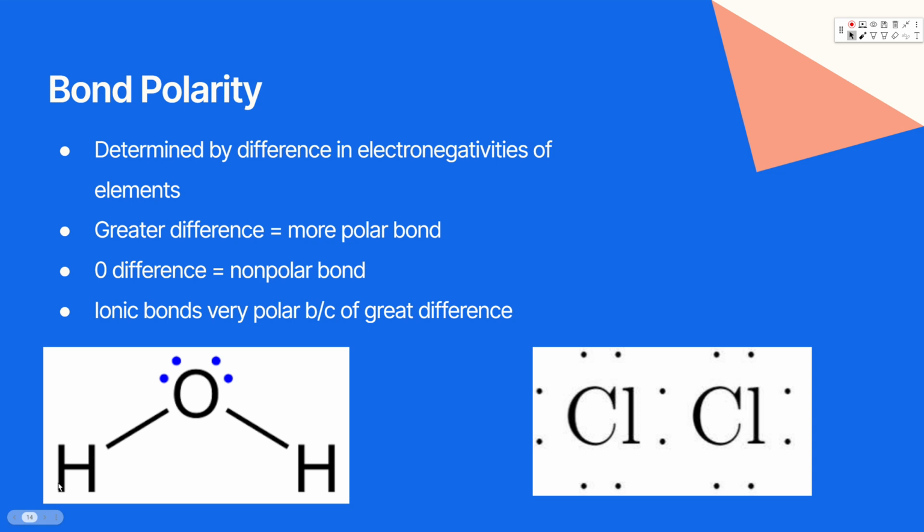So for example, I have an H2O molecule here. My oxygen and hydrogen have a great difference in electronegativities, which creates a very polar bond. However, in my Cl2 molecule, they both have the same electronegativities, creating a difference of 0 and a nonpolar bond.